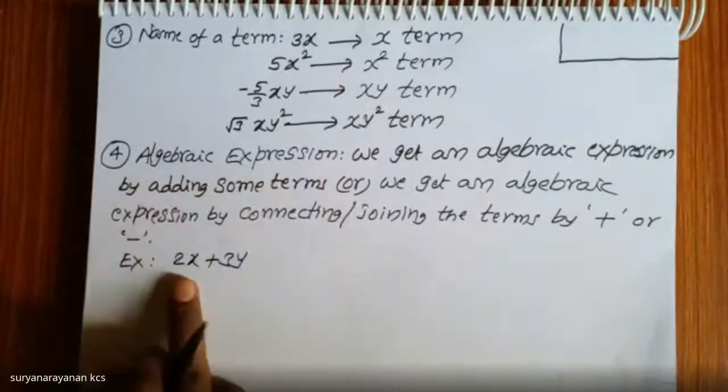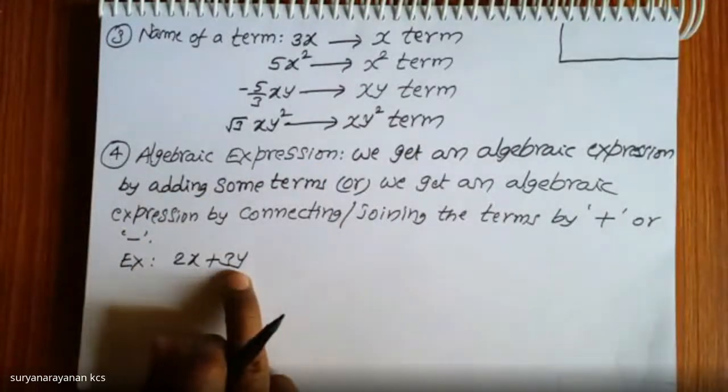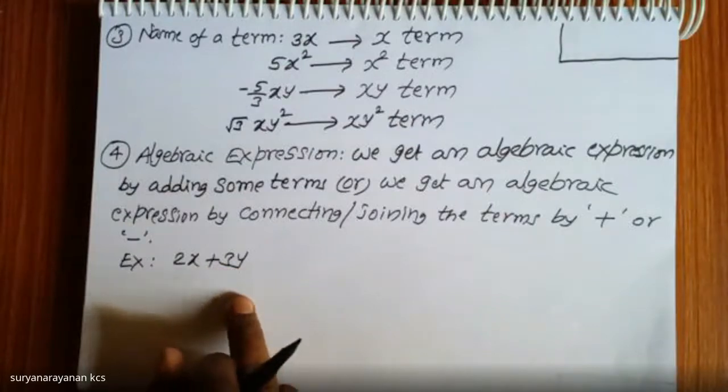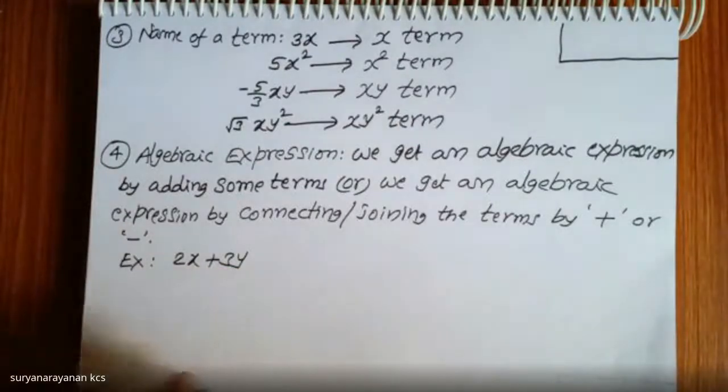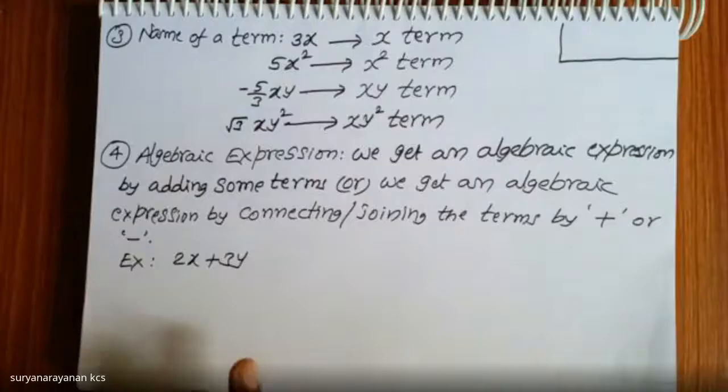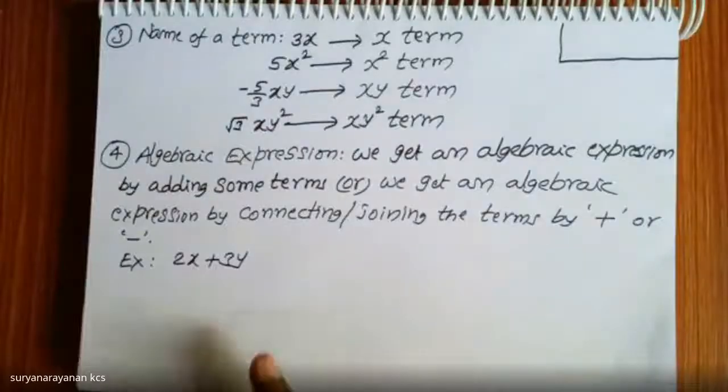Okay, so in this algebraic expression, how many terms are there, how many terms are joined, or how many terms are connected? So two terms are connected. What are the two terms connected here? Sir, 2x and 3y. Yes, 2x and 3y.